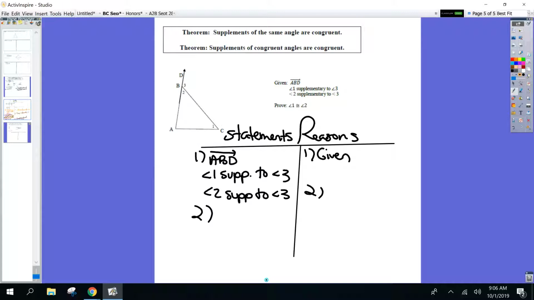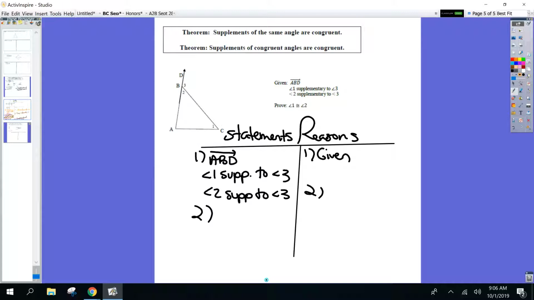Next thing you've got to figure out to yourself, and don't yell this out: I'm trying to prove angle 1 and 2 congruent. Are 1 and 2 supplementary to the same angle, or are they supplementary to congruent angles? That's what you need to figure out right now looking at your paper and your givens. And what's my answer to that question?